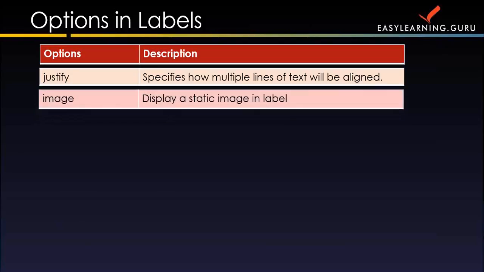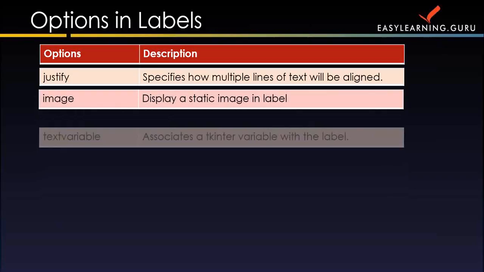Next we have image. Image is just to display a static image in the label widget. Set this option to an image object. This option is for image displaying. The value should be a PhotoImage or BitmapImage. If it is specified, this takes precedence over the text and bitmap options.